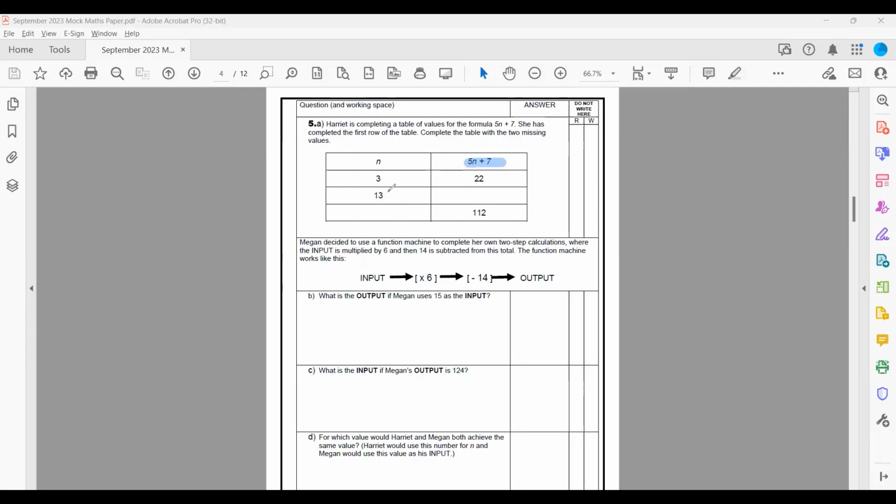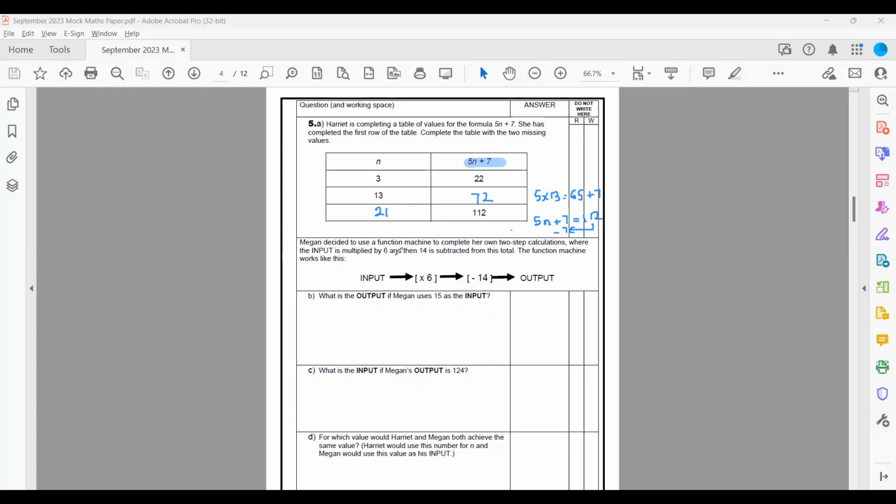Remember, n stands for the term number. So when n is 13, for this one, we would do 5 times 13, which is 65, and then we would add 7 to give ourselves 72. And here we've been given the value for 5n plus 7 equals 112. So we'll do the reverse. We will take away 7, which will give us 105, and divide that by 5 to give ourselves 21.